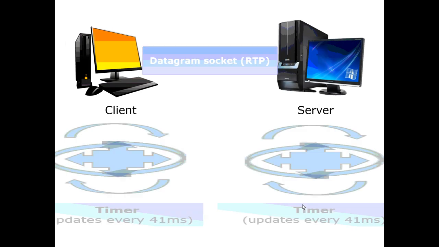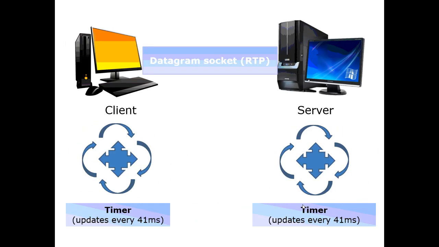If you look at this diagram, this is how the video will be exchanged from client to server. Between client and server there will be a datagram socket established. Along with that, the RTP socket also will be established. On the datagram socket the video will be transmitted, and on the RTP socket the RTP messages will be transmitted.